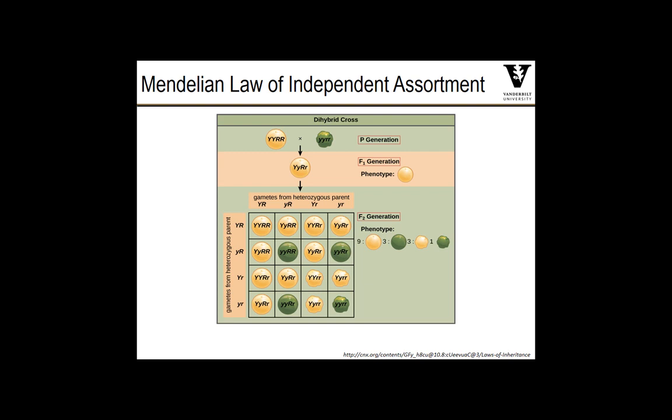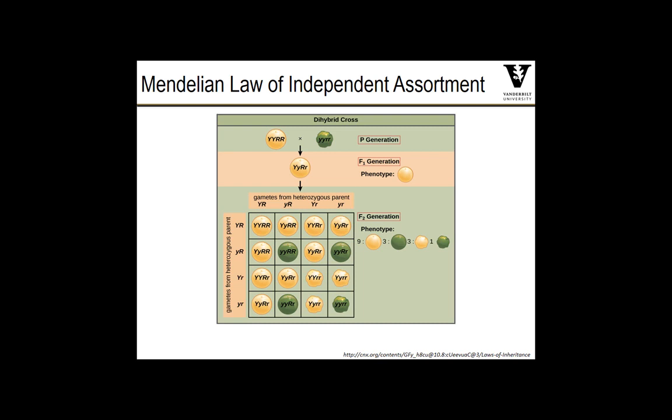And the idea is that individual alleles that produce a given phenotype are sorted independently, meaning that the two aspects of this phenotype are not dependent on one another. They are independent processes which have independent genotypes which produce that phenotype. Does that make sense? So this is the idea of independent assortment.